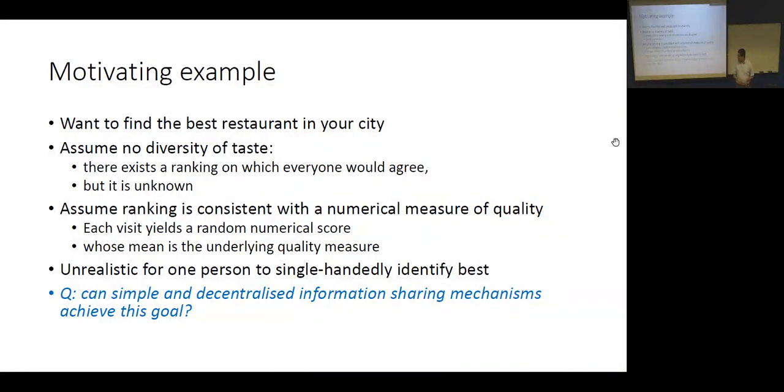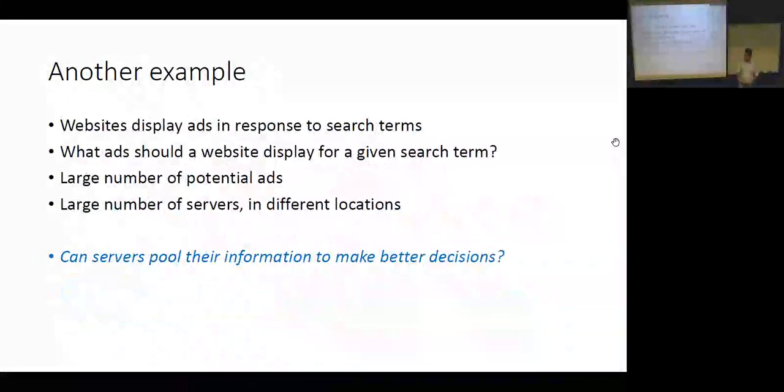Now, of course, there are a lot of restaurants in Atlanta, so you can't visit every one of them and find the best. So what would you do? You would visit a few, you have your own ranking, you exchange information with your friends, you make suggestions to each other. And so that's what we do in practice. So how well does that do? Is that enough for us to identify the best, and how quickly can we do that? So that's the kind of question we are interested in.